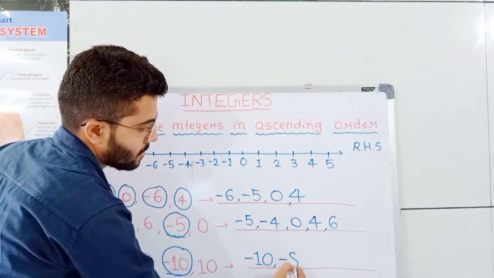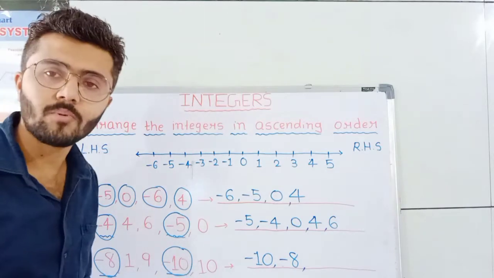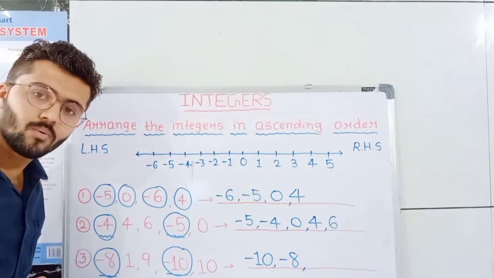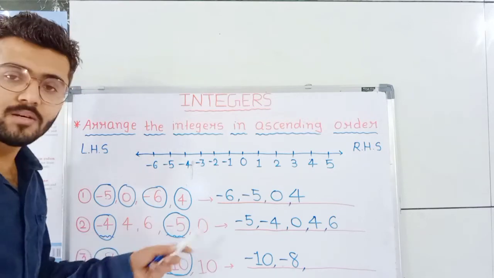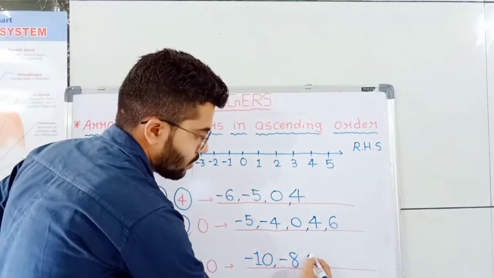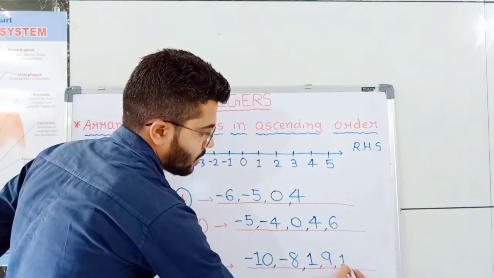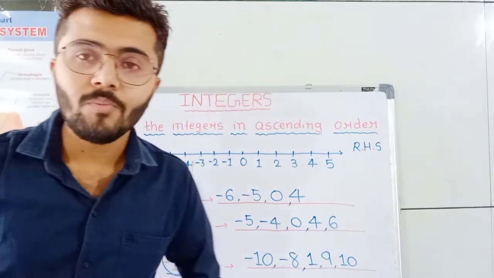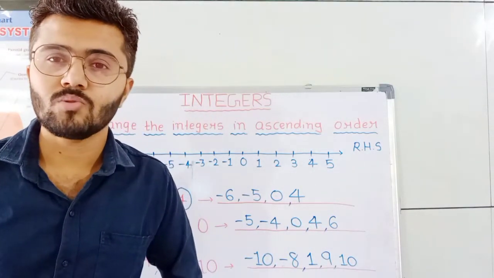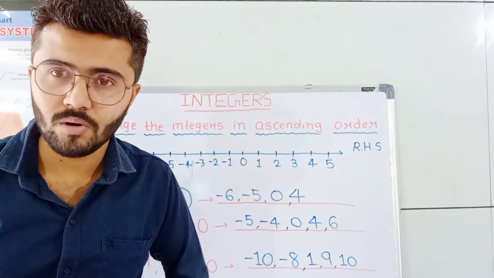minus 8. Now I think it's easy for you because all the numbers are positive. First what will come? 1, then 9, then 10. So we write accordingly 1, 9 and 10. I hope you understood this method, how to solve or how to arrange the integers in increasing order.